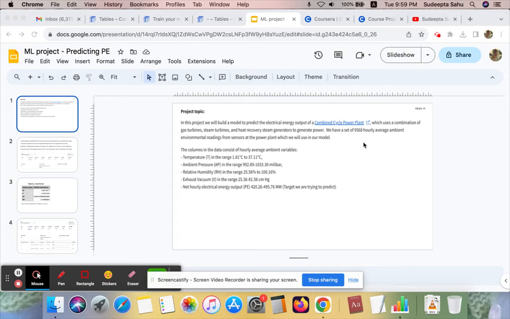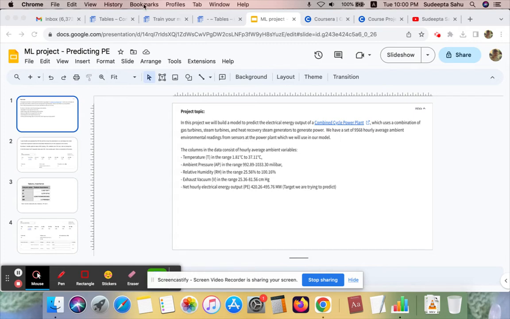So basically, the CSV file consists of these five parameters: the temperature, ambient pressure, relative humidity, exhaust vacuum, and we are trying to predict the net hourly electrical energy output, PE, using the model.